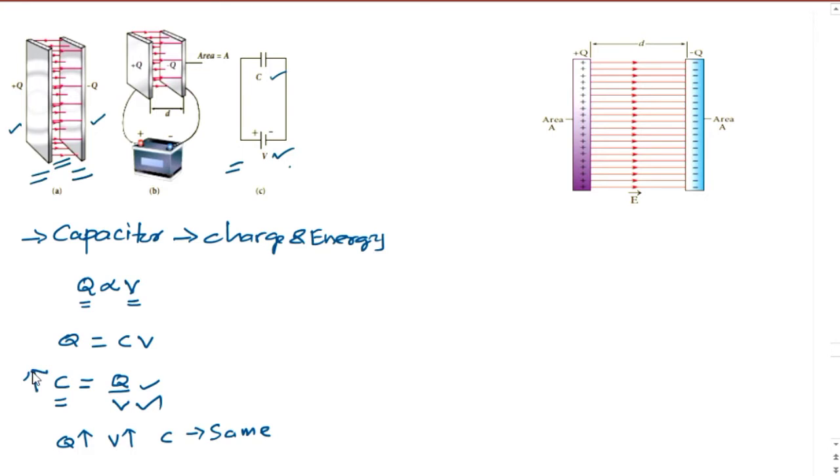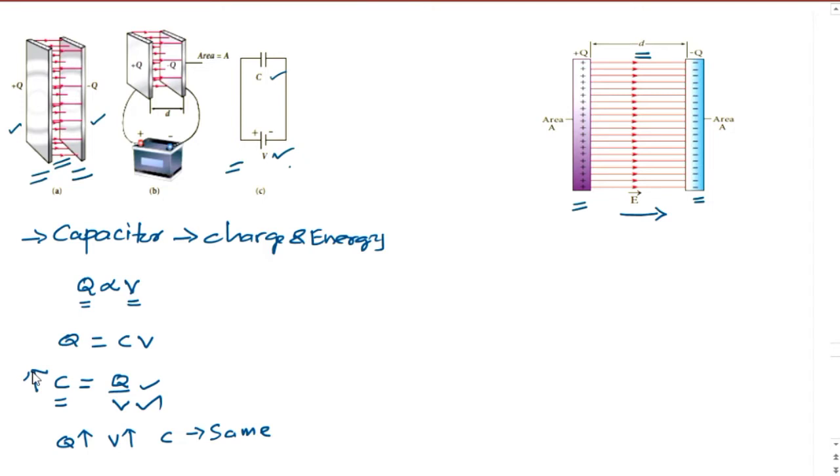So here we have the two plates. One is positively charged and another one is negatively charged. Electric field is going from the positive plate to the negative plate, which is represented by these red lines, which are parallel to each other and equally spaced. So this is a uniform electric field. You just keep in mind. So this is your electric field, and the distance between the two plates is simply denoted as small d.